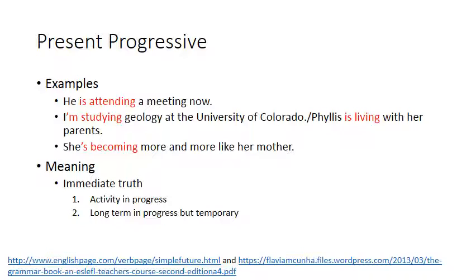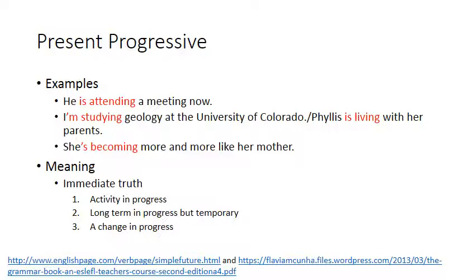Consider this, we talked about this briefly, but the difference between Phyllis is living with her parents and Phyllis lives with her parents is that when we say Phyllis is living with her parents, we mean that this is temporary. It's going to stop. But when we say Phyllis lives with her parents, we mean this as habitual, meaning that this is something that she always does and will continue to do forever, as far as we know. But when you say is living, it means it's going to stop at some time, that it's a temporary situation.